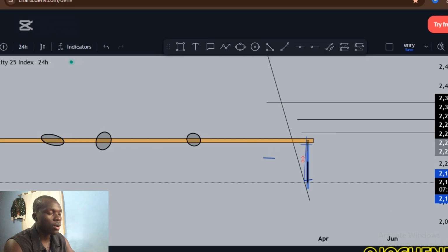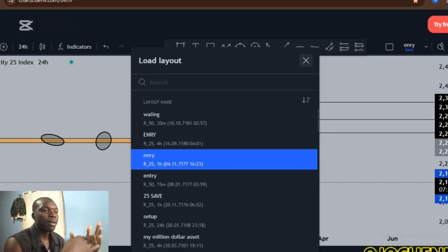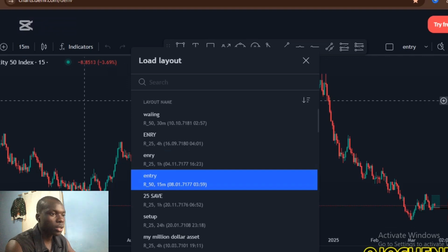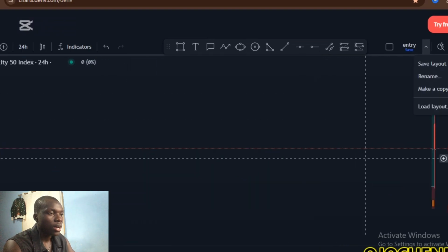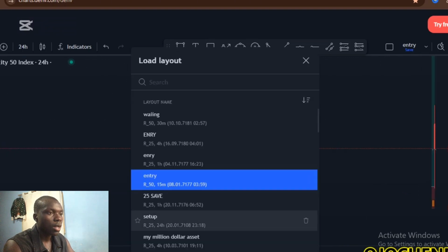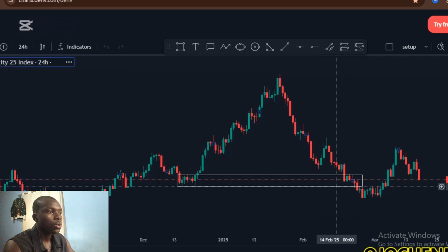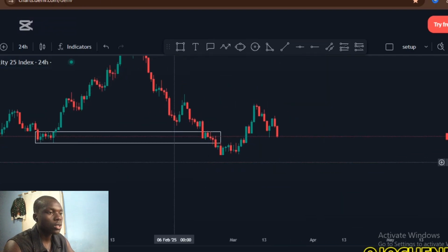So this is the 24 hour. All saved templates are saved to the time frame which I used. So I didn't save it on the 24 hour. That's why it's not opening on the 24 hour. Let me load another template. 24. Okay, this one is the 24 hour. Okay, so I saved this one on the 24 hour.